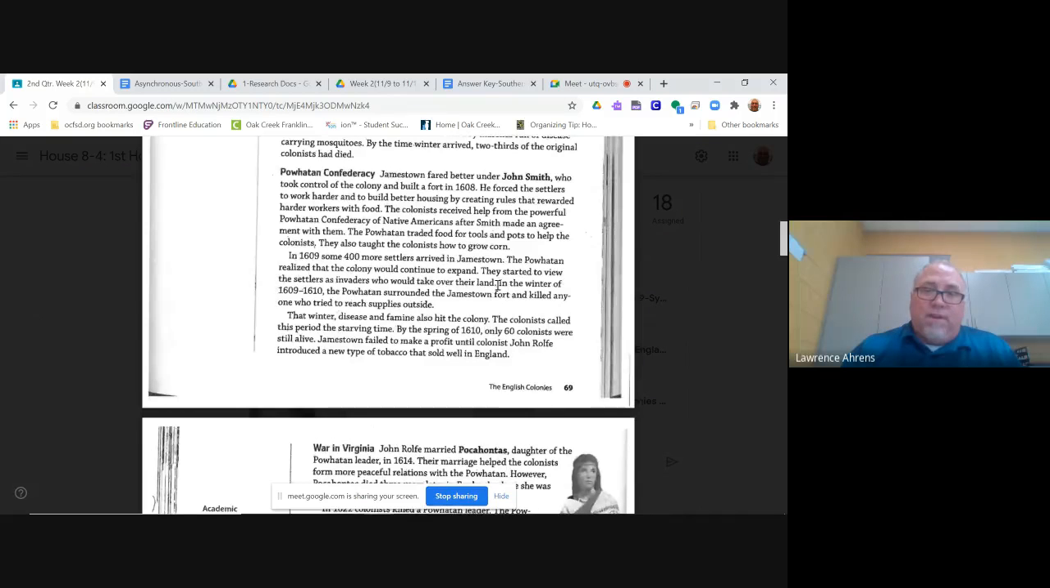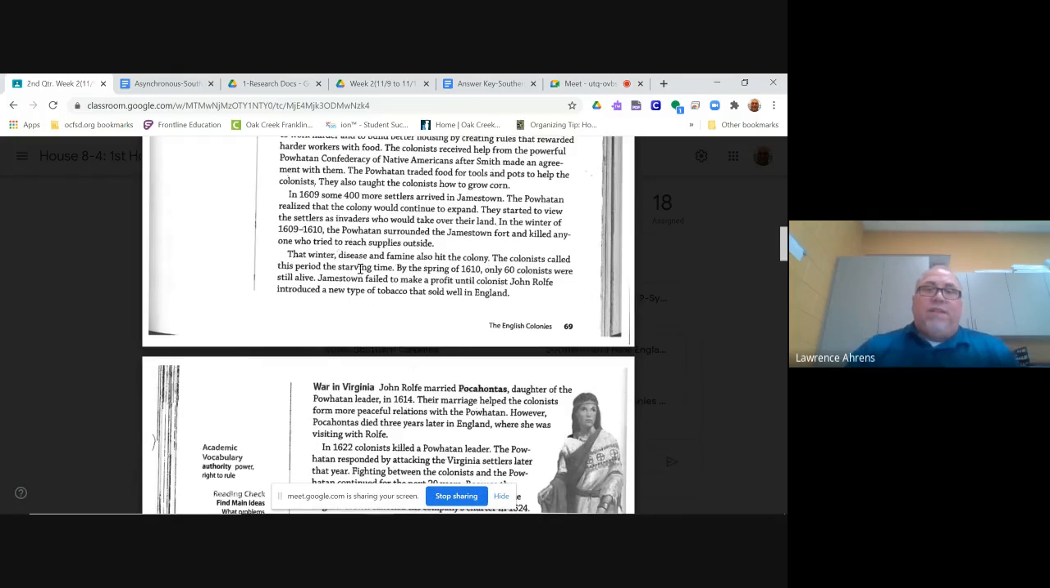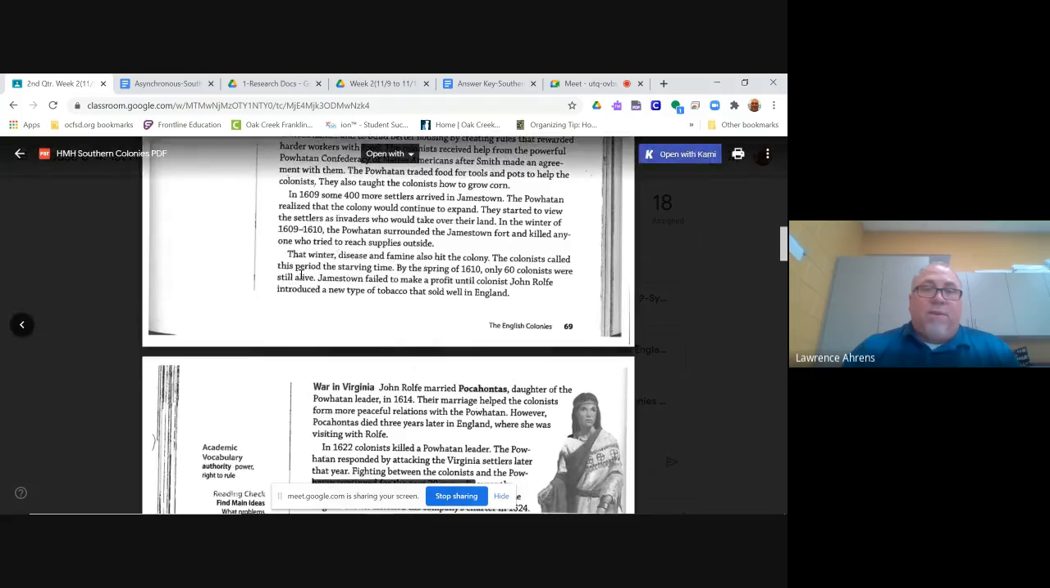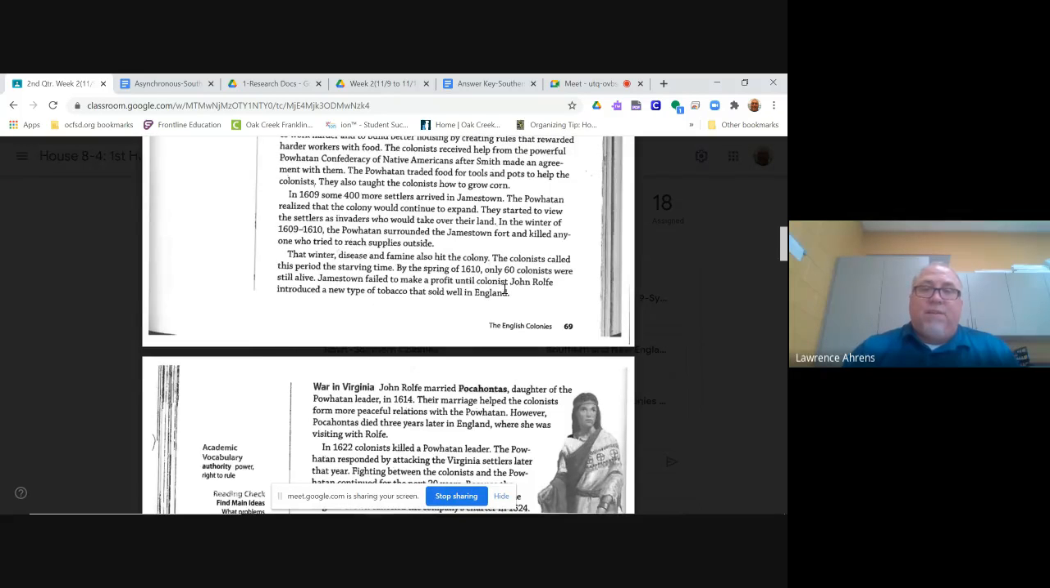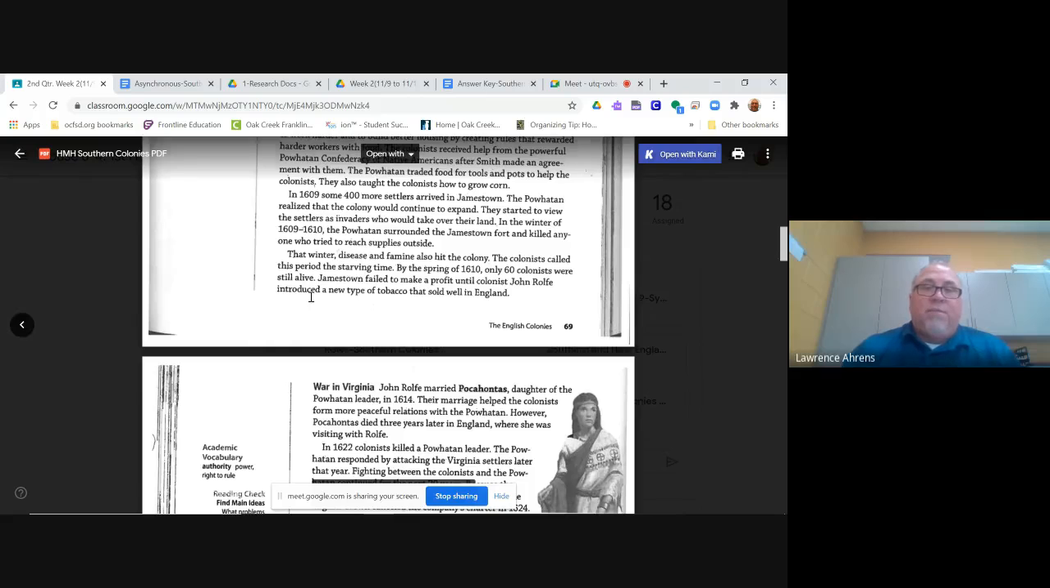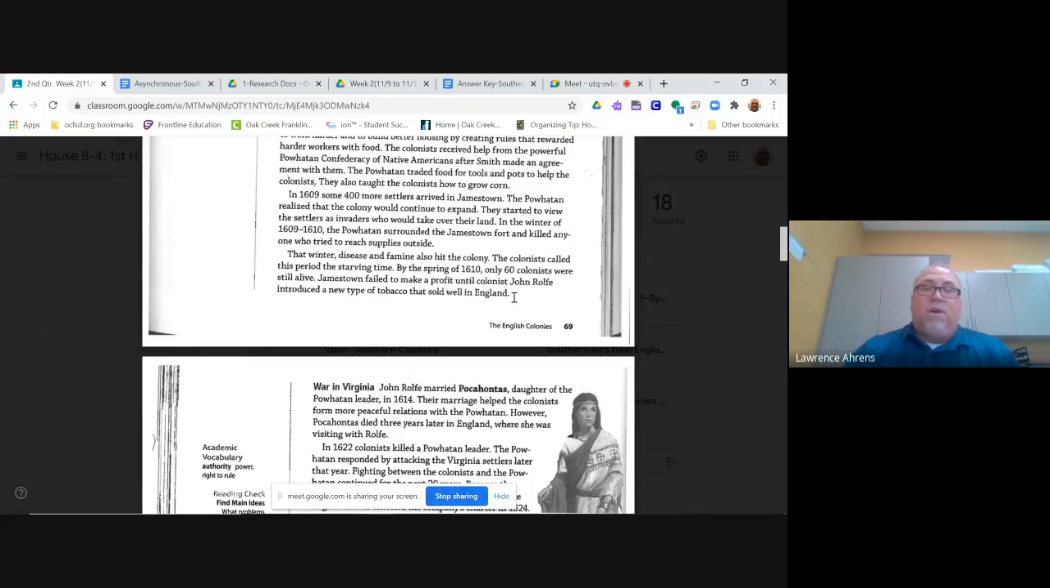And the theory is, they don't know this for a fact historically, that somebody sabotaged John Smith's gunpowder bag, and ultimately it exploded on his leg and created some pretty serious burns, forcing him to take a relief ship back to England, and that left Jamestown somewhat leaderless during this period where things started to hit the fan again. That winter, disease and famine also hit the colony. The colonists called this period the starving time. By the spring of 1610, only 60 colonists were still alive. Jamestown failed to make a profit until John Rolfe introduced a new type of tobacco that sold well in England.